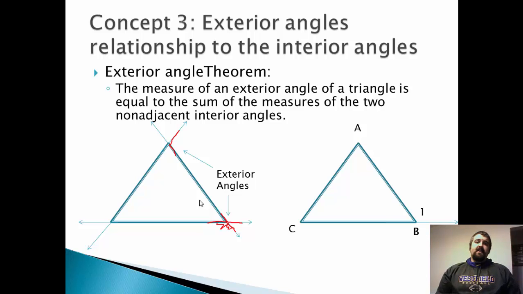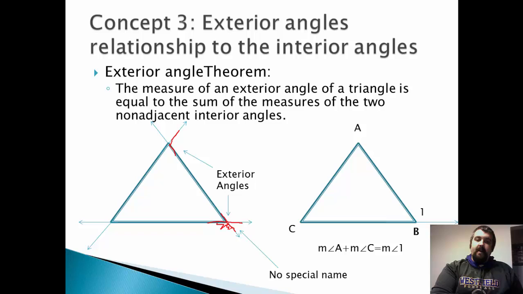And that's what the exterior angle theorem says. The measure of an exterior angle of a triangle is equal to the sum of the measures of the two non-adjacent interior angles. So over here, I have angle 1 being this outside angle right here. It's going to equal the addition of the measure of angle A plus the measure of angle C equals the measure of angle 1.